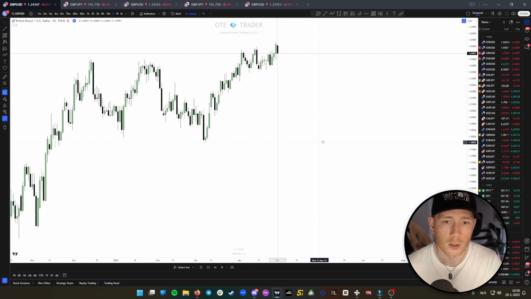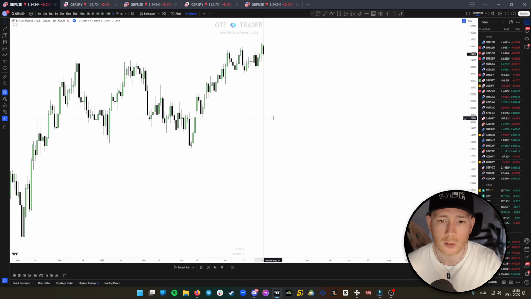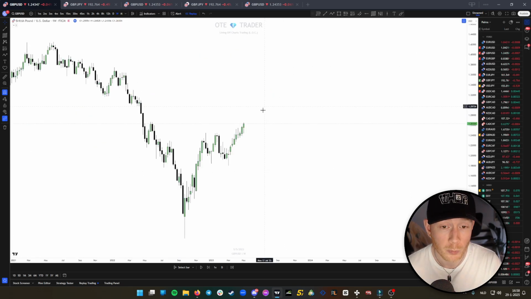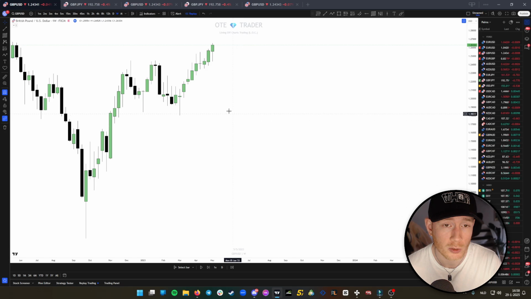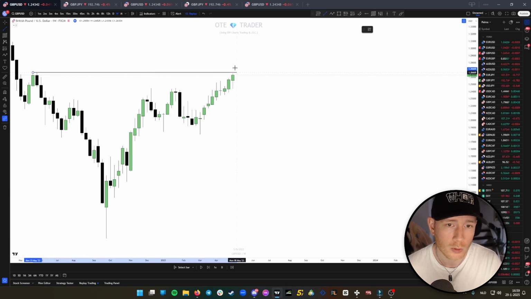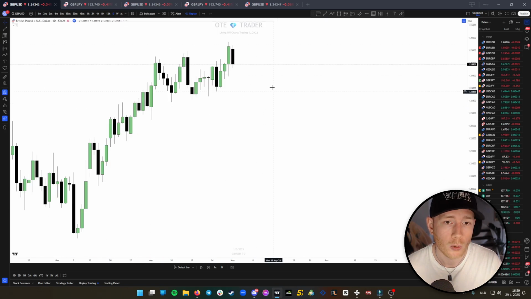Okay, so let's do a top-down analysis. We want to know what the order flow is, otherwise we don't know if we want to pair up buy stops with sell stops or sell stops with buy stops, because you don't want to trade against order flow. We did not take out this high yet, so I'm still going to be bullish here. Order flow should remain bullish.